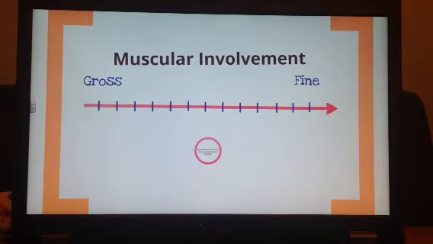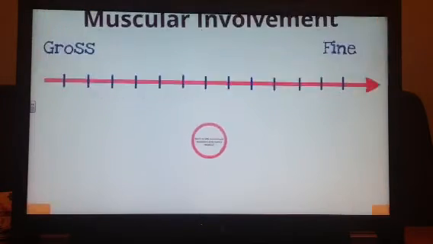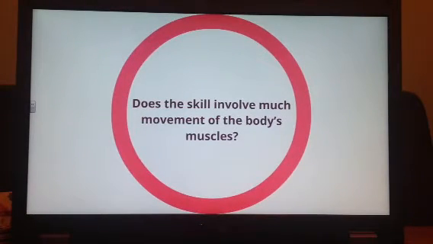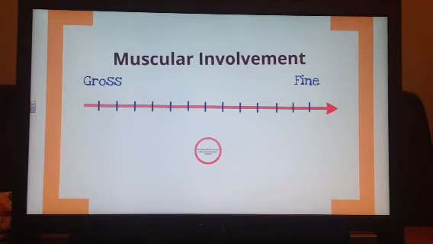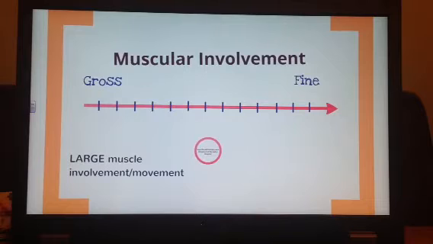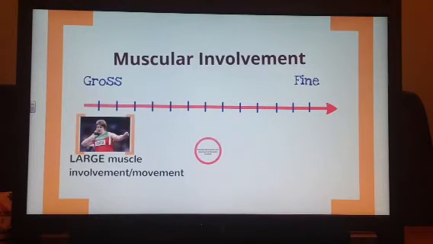So the muscular involvement continuum is talking about how many of the muscles of the body are being used within the movement. So does the skill involve much movement of the body's muscles? If the answer to the question is yes, then we're talking about a gross skill. If the answer is no, we're talking about a fine skill. So a gross skill, therefore, involves large muscular movements. An example of that would be a shot put. A shot put uses almost every muscle in the body. Real powerful and explosive movement, and therefore is a very gross movement.